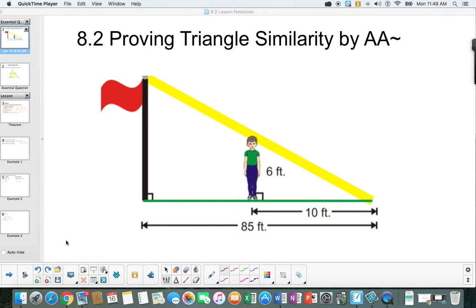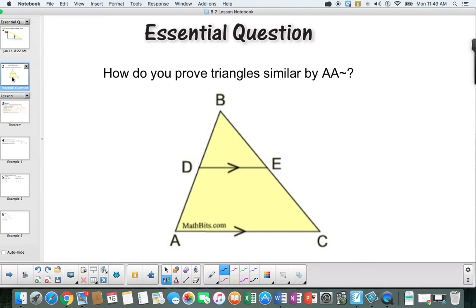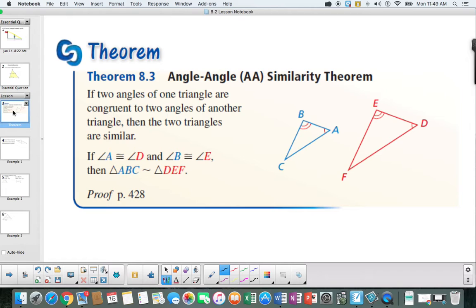8.2, proving triangle similarity by angle-angle similarity. Essential question: how do you prove triangles similar by angle-angle similarity? All right, angle-angle similarity is going to be a shortcut for the dilation transformation. We're going to be able to see with a few indicators whether a dilation has taken place. And our first one is our angle-angle similarity.